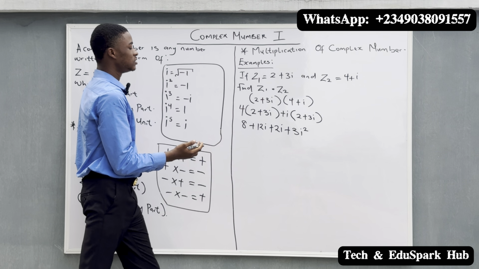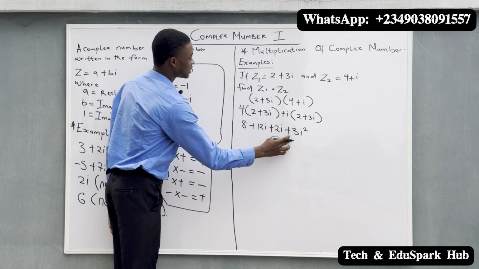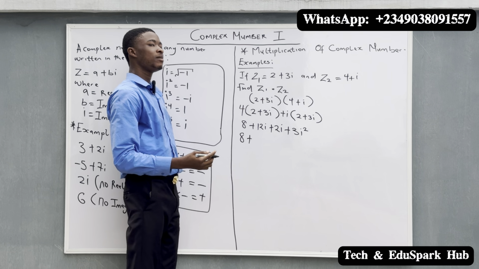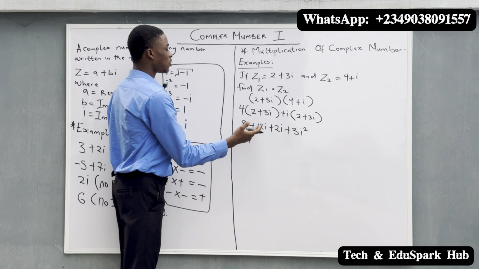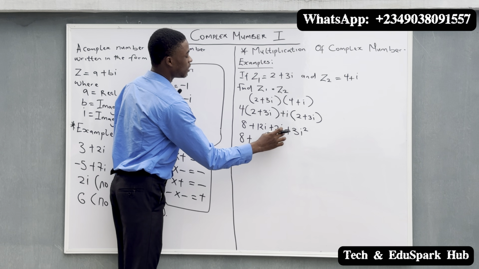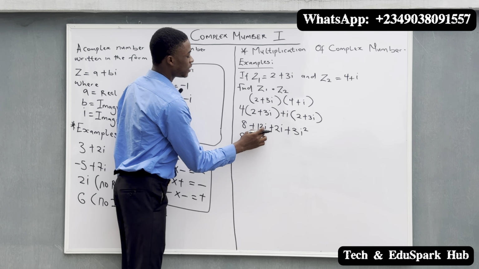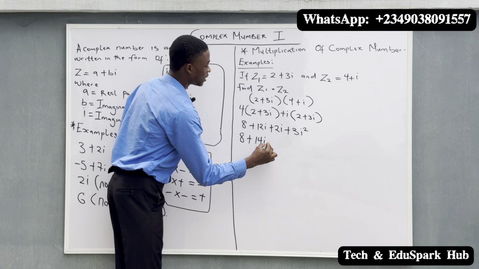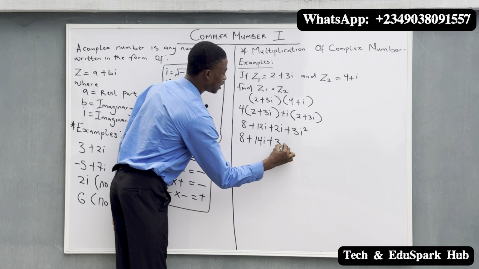So now that we have done this, we can easily just simplify this. So you can say 8 plus. So remember we said imaginary parts can add or subtract imaginary parts. So we can add these 2 imaginary parts, which is plus 12I plus 2I. Adding plus 12I plus 2I, we get plus 14I. And we can have plus 3I square.